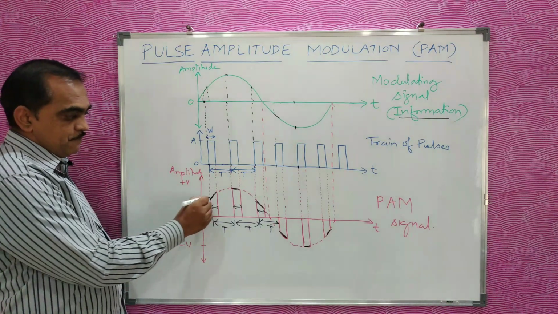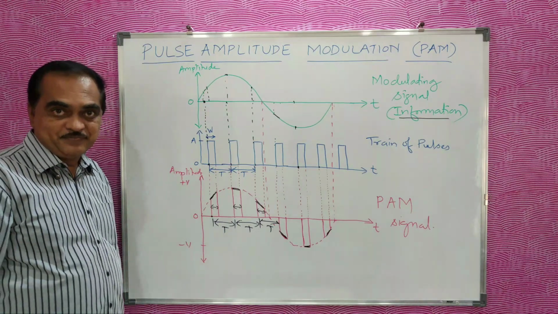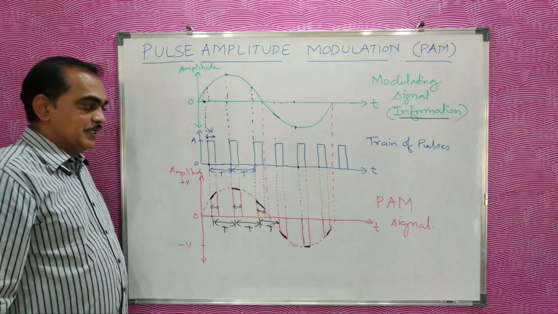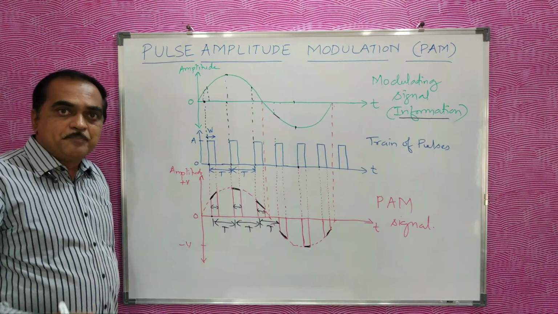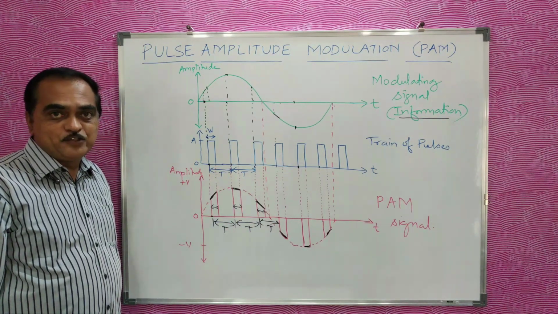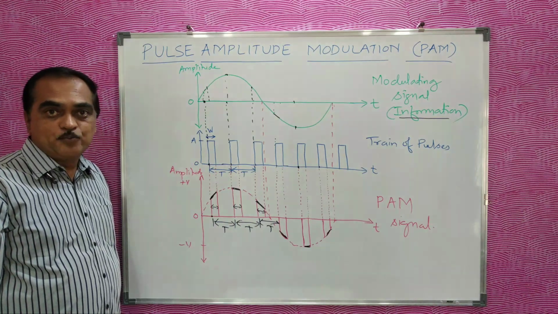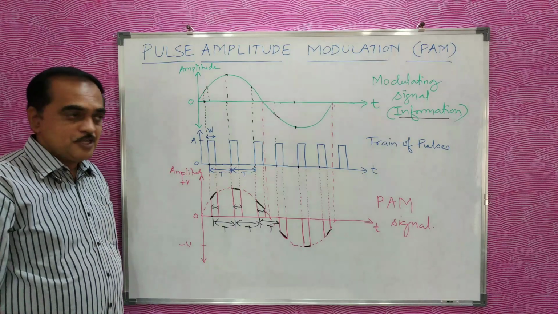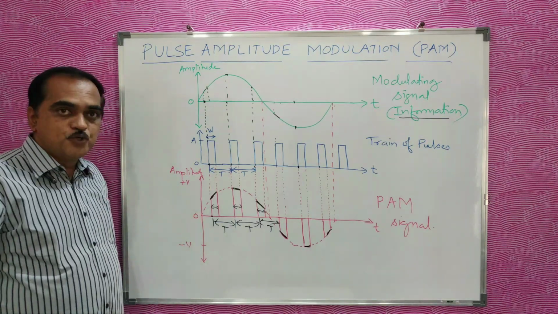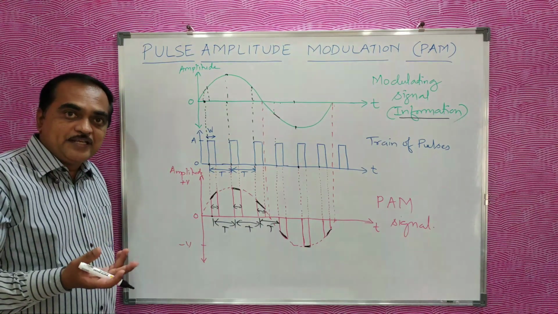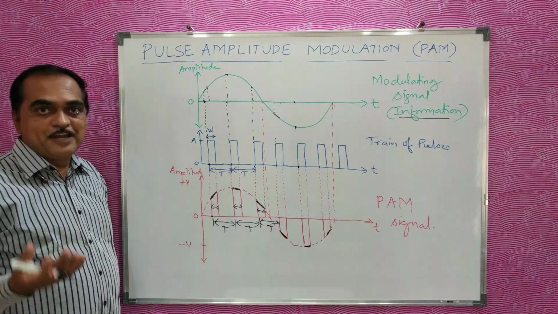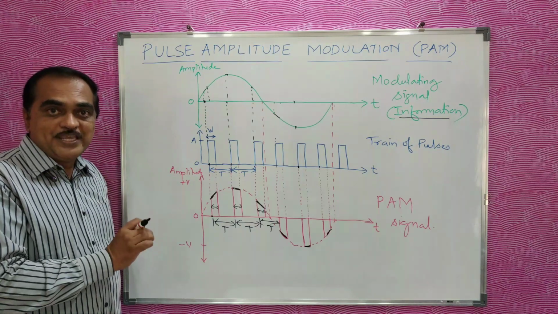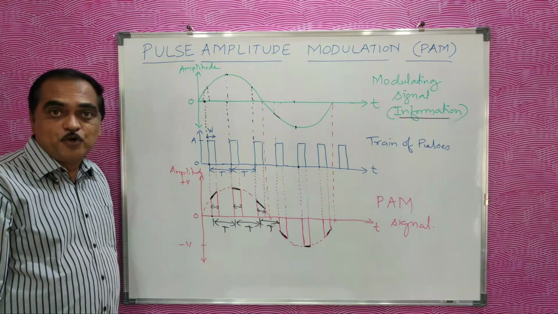Now here we have shown natural sampling, because it is going to vary according to the analog signal only. But the best way is also flat top sampling. You can also take flat top samples, which will give you the correct amplitude. Here, as an example, we have shown natural sampling. You can take natural sampling or flat top sampling, but the amplitude of the pulses should vary according to the variation of the modulating signal.